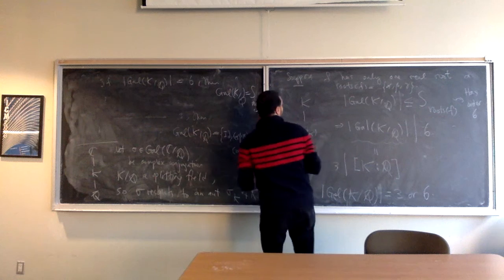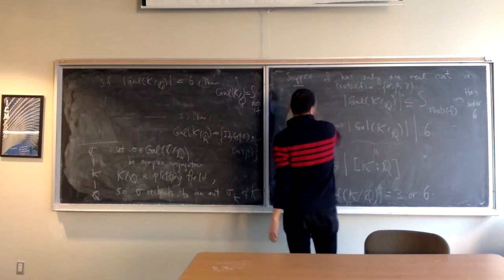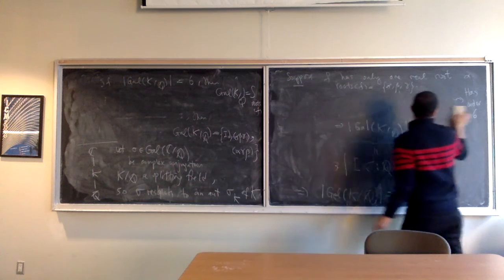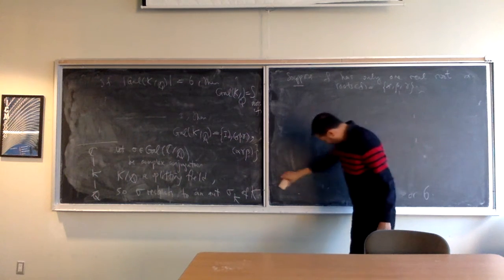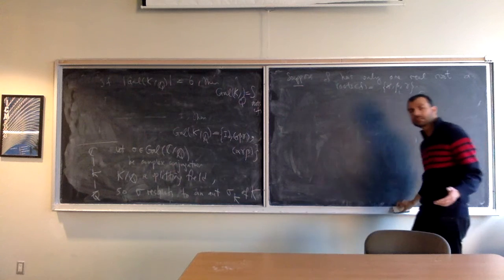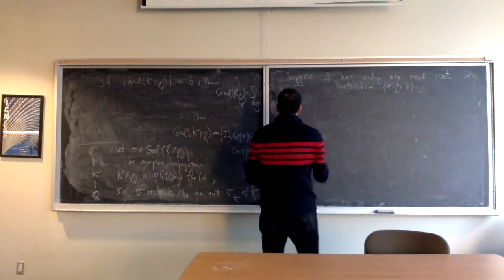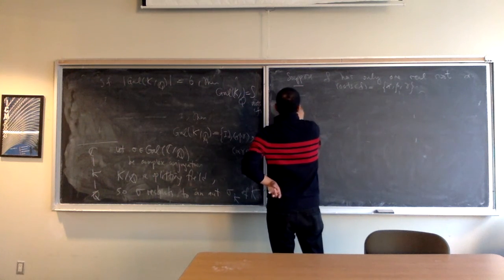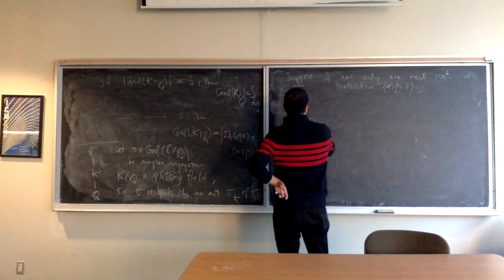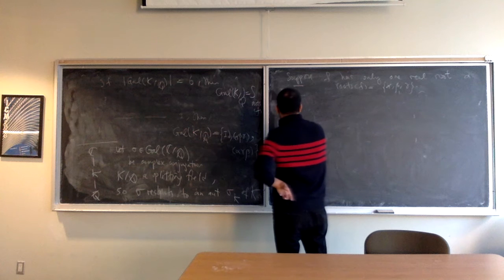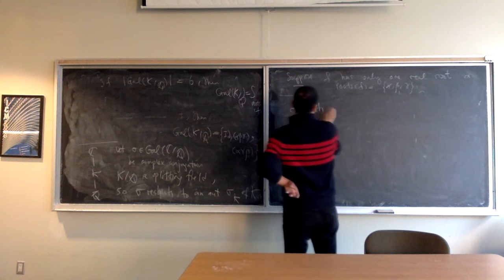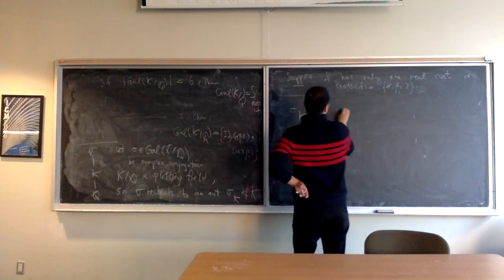But now, okay, what's the order of sigma K? Well, sigma K is just complex conjugation, right? Since F, okay, so how does sigma K act on the roots of F?